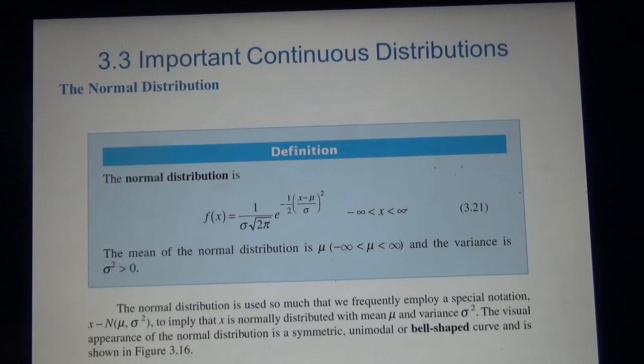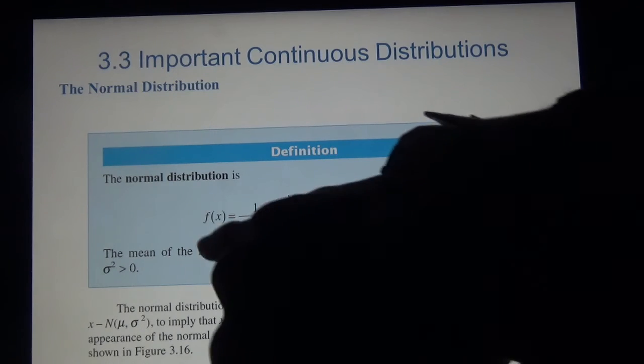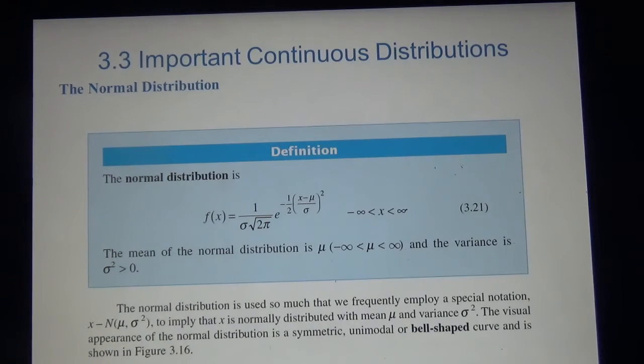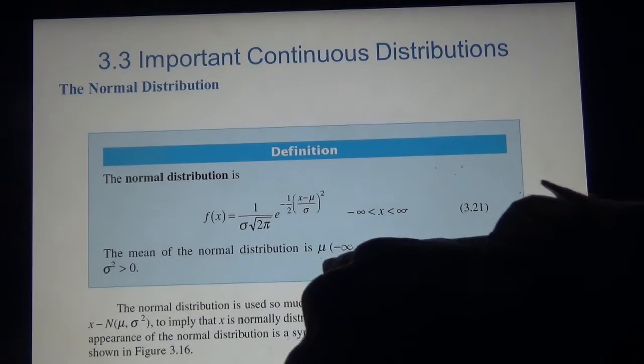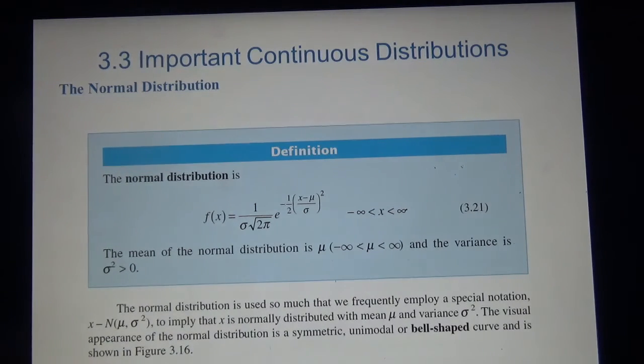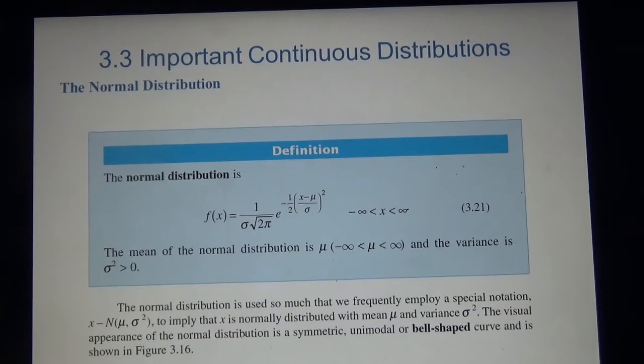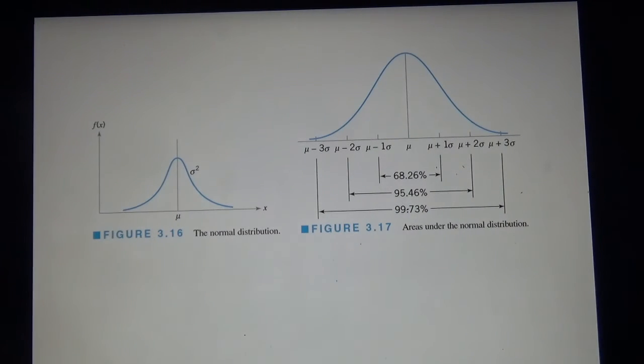Important continuous distributions: the most important one we use a lot is the normal distribution, and here is the very huge formula for that. It goes from minus infinity to infinity. So it is a bell-shaped curve, as we all know, for the normal distribution like this.